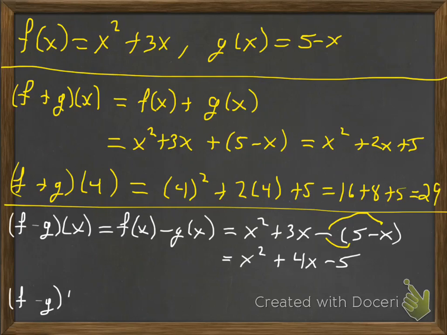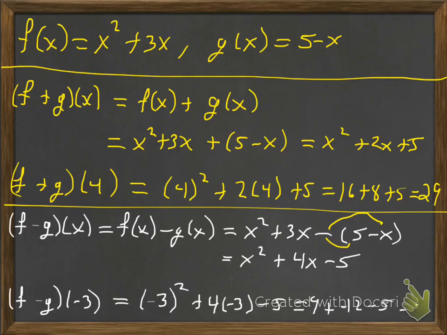If I want to find f minus g of negative 3, we've already found the formula for f minus g of x. That's x squared plus 4x minus 5, so we just plug it in. So that's negative 3 squared plus 4 times negative 3 minus 5. That's 9 plus negative 12 minus 5, and I believe that is negative 8.